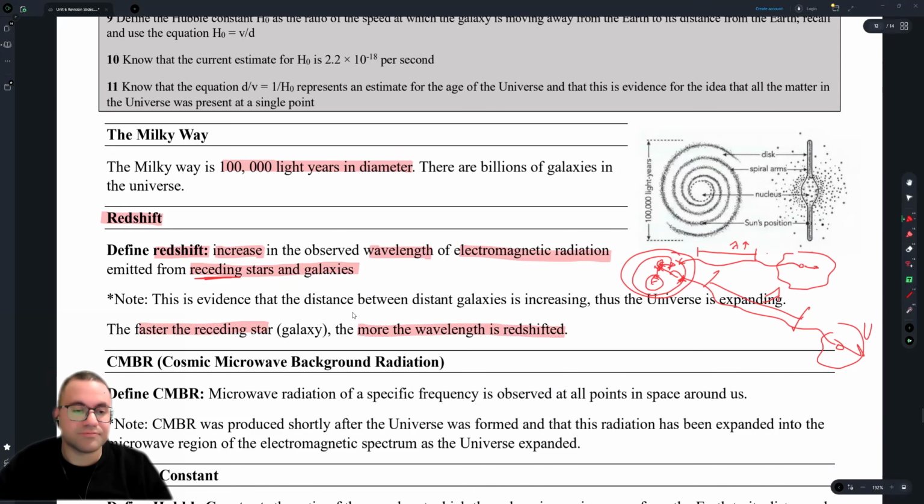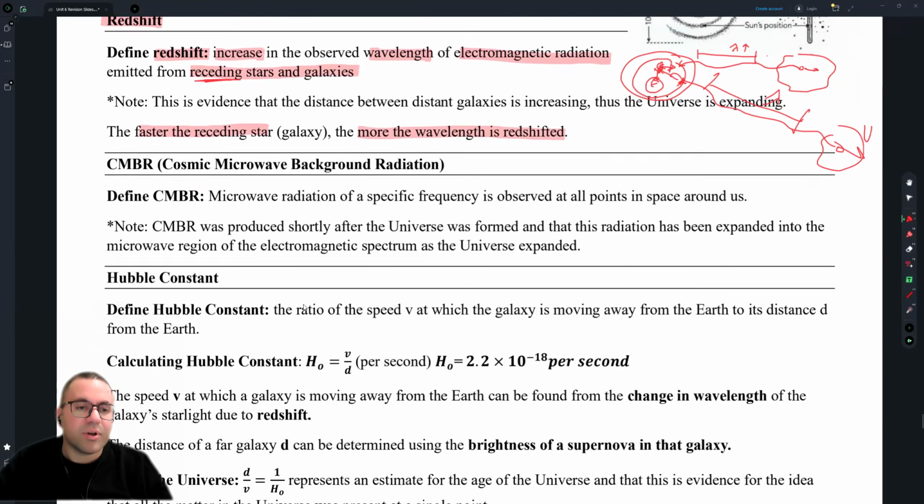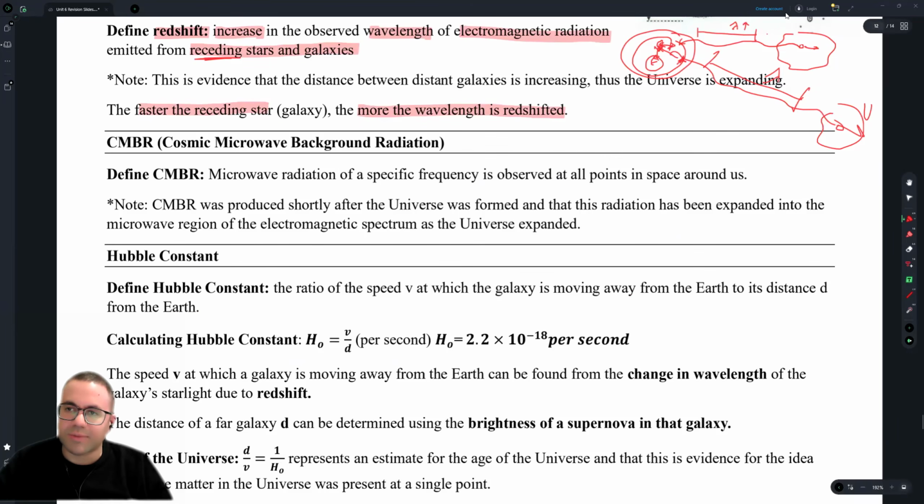So that's redshift. Next, what is CMBR, or cosmic microwave background radiation? Right? This is radiation that you can detect anywhere in space, at all points in space. If I throw you out into space next to Mars, next to Mercury, next to Venus, outside of our own solar system, you will always measure some kind of microwave radiation. We call this CMBR. Now, how was it produced? And what does it prove?